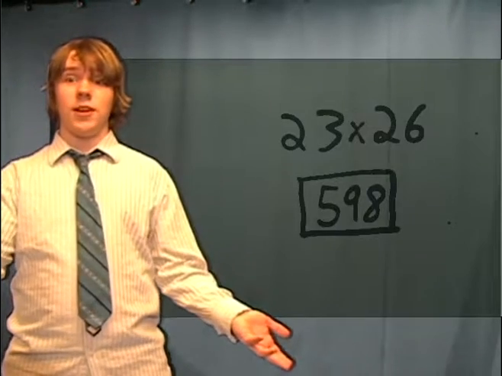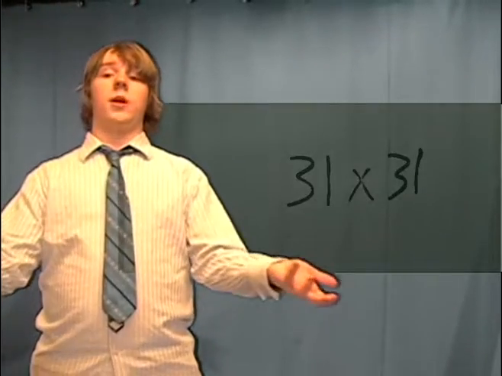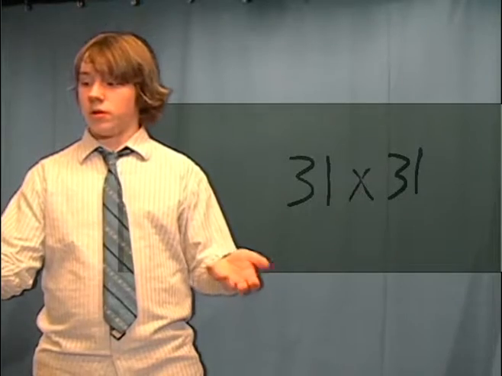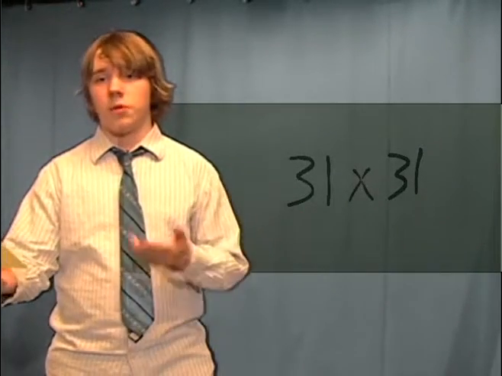Correct! The answer is, in fact, 598. Okay, so now, you can do that with any kind of base number, like 31 times 31. That's base 3, and then, we just add the last digit to the first number, multiply it by 3, and then multiply the last digits.